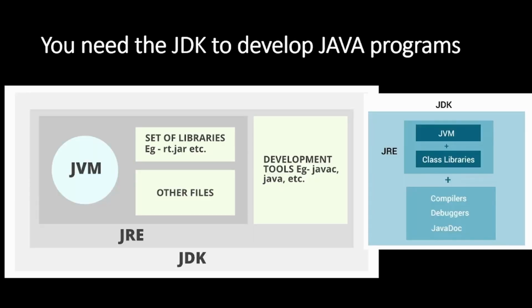In order to develop Java programs, you will need a development tool, and this tool is called the JDK, Java Development Kit. The JDK is composed of the JRE and the development tools. The JRE stands for Java Runtime Environment, which is responsible for providing the environment for running our Java programs, while the development tools are tools that we use to develop Java programs, which are the compilers, debuggers, and Java documentation and other tools.